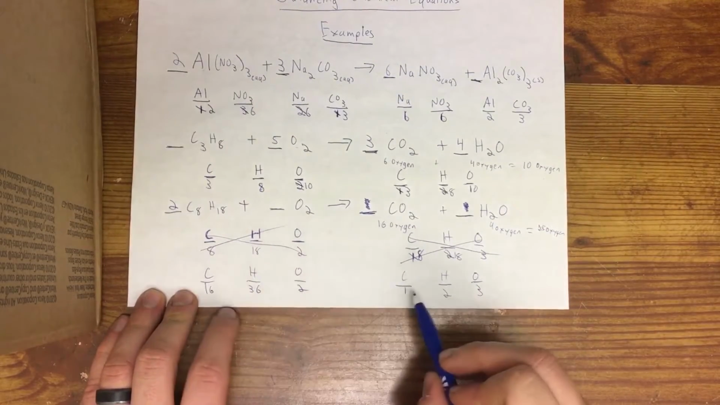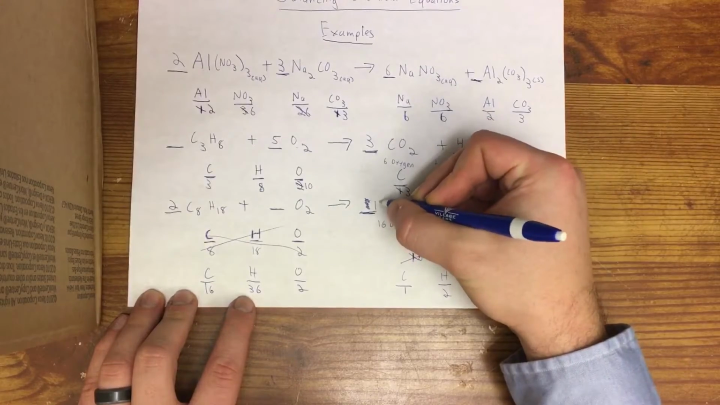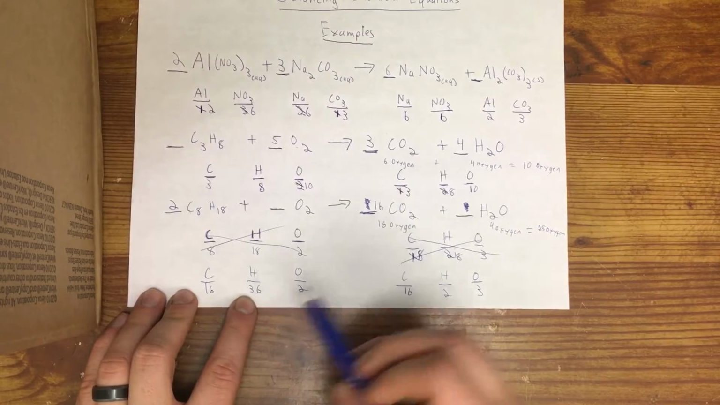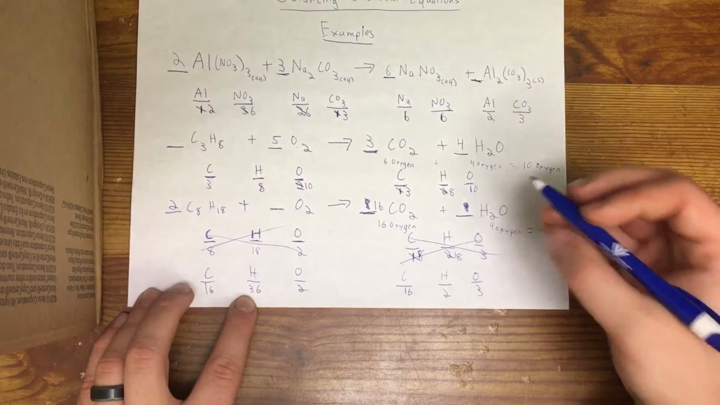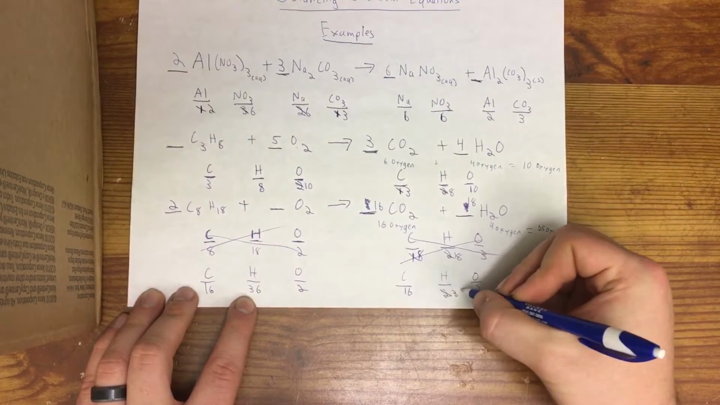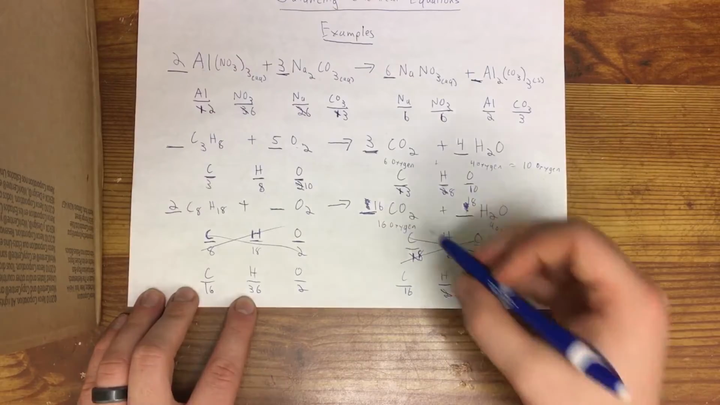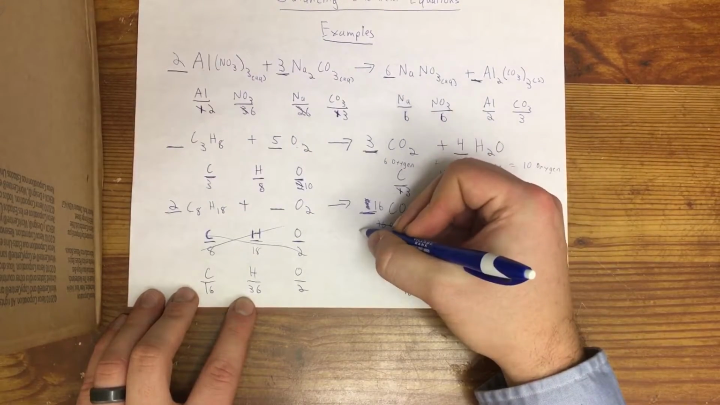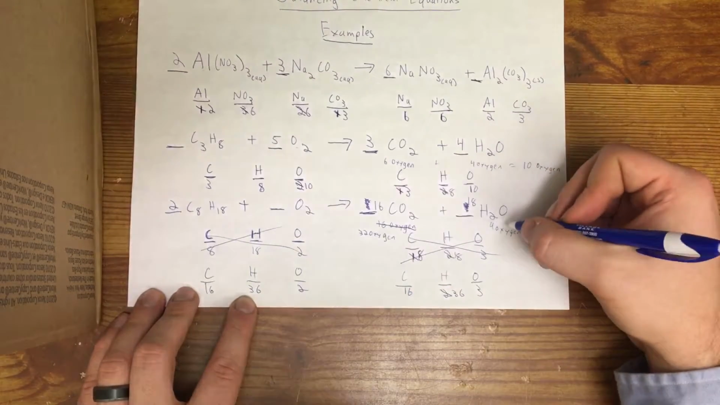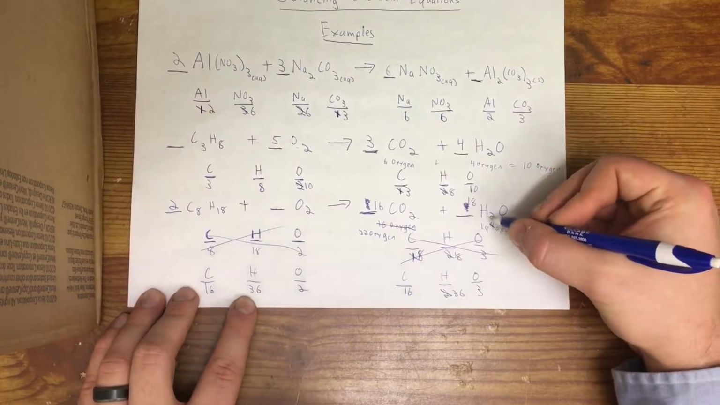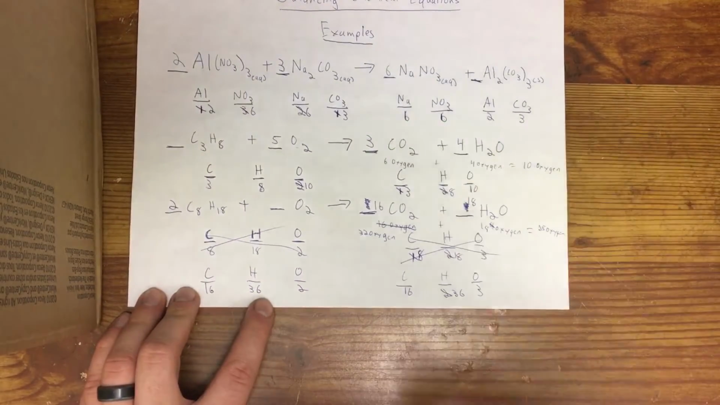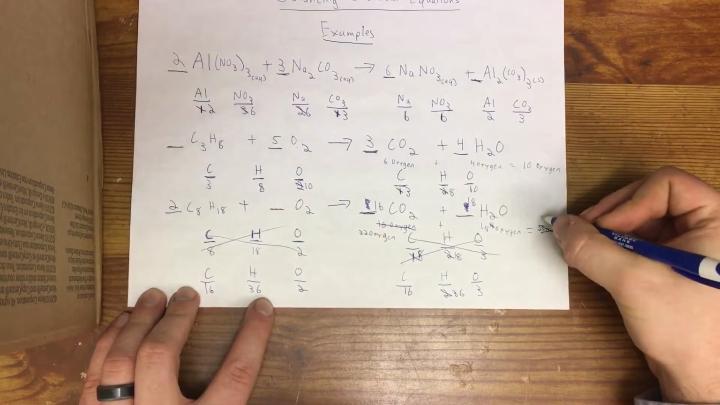So balancing in order, we need to make 16 carbons, so we'll multiply that by 16. That fixes that. We need to make 36 hydrogens, so we'll multiply this by 18. 18 times 2 would give us 36. And then for oxygens, we now have 32 oxygen from these 16 carbon dioxide molecules, and we have 18 oxygen from these 18 water molecules. Adding those up, that gives us a total of 50 oxygen.